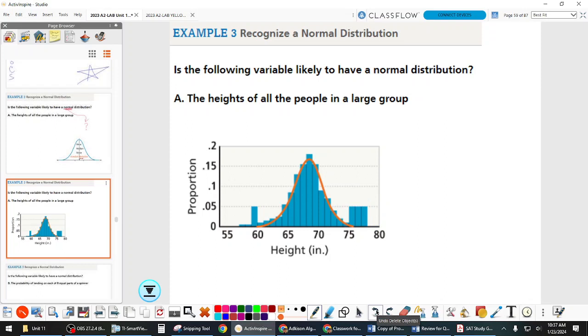Don't you think people kind of cluster around like 5'10"? This would be, if we highlight that region, from like 5'6" to 6'1" or so. Most people are about that tall, right? Yes, we have shorter people, but most people, 5'6" to 6'1" or so.